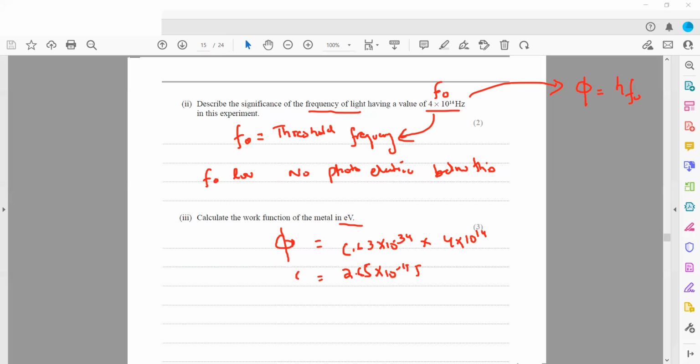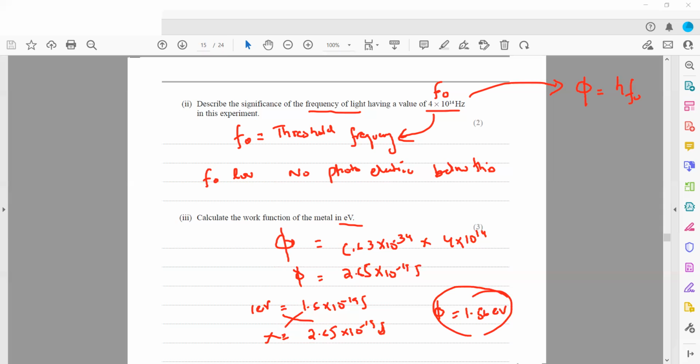But now we have to convert into electron volts. We know 1 electron volt is equal to 1.6 times 10 to the power minus 19 joules. So if we have 2.65 times 10 to the power minus 19 joules, it will be x electron volts. We cross multiply. It will give us the work function of around 1.56 electron volts. So this is the answer in joules, the value of the work function, and then we convert into electron volts.